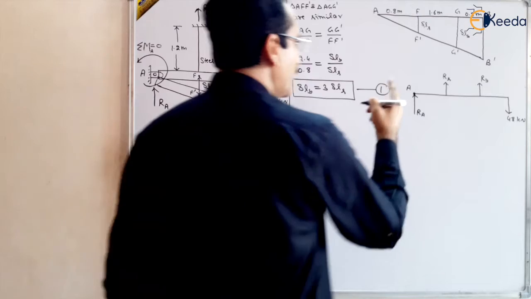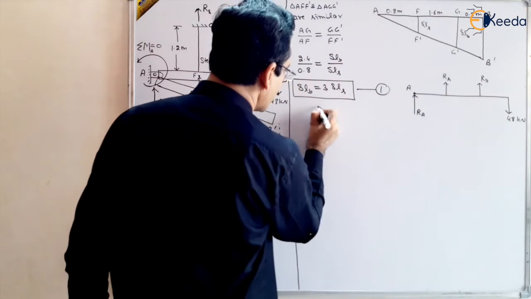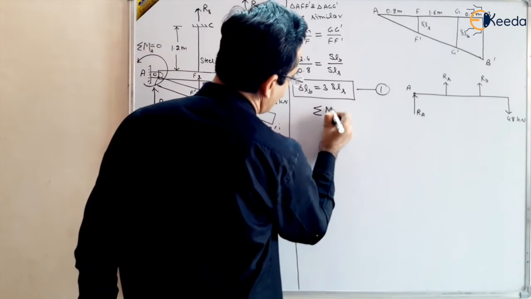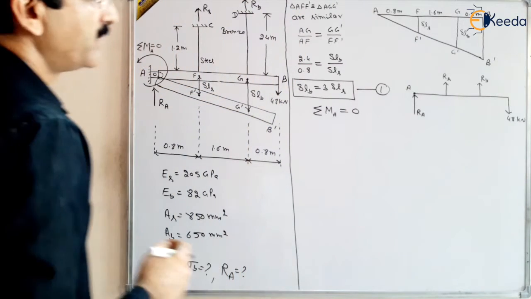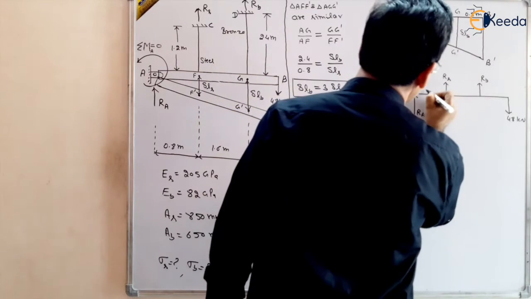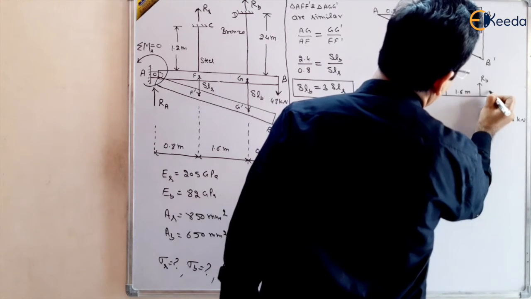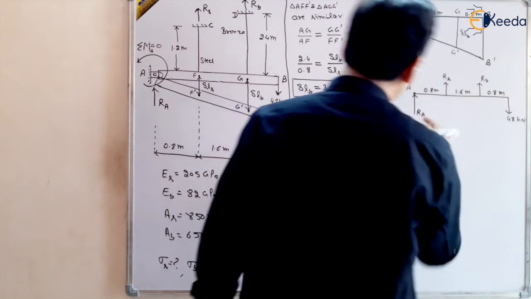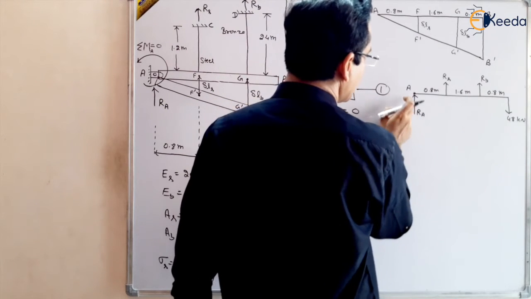So take the moment of all the forces about A, and that will be equal to 0 because it is a hinge point. So moment of all the forces about A will be equal to 0, isn't it? And the distances are given to us: 0.8, 1.6, and 0.8 meter. So take the moment of all. The moment of Ra will be equal to 0 because it is at the same distance.